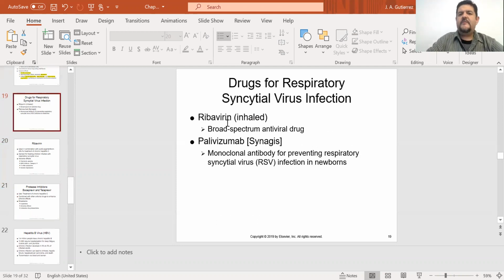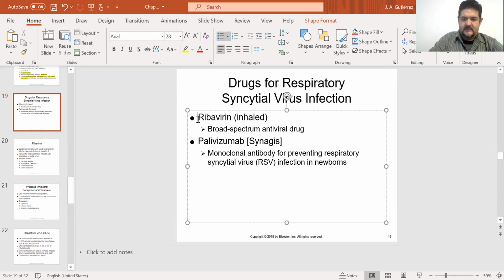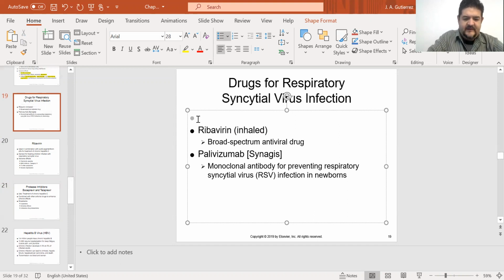Okay, now we're gonna jump to antivirals to treat respiratory syncytial virus infections. This infection is a bronchiolitis, not bronchitis. Don't confuse bronchiolitis with bronchitis. Bronchitis is inflammation of the bronchi. Bronchiolitis is inflammation of the bronchiole.